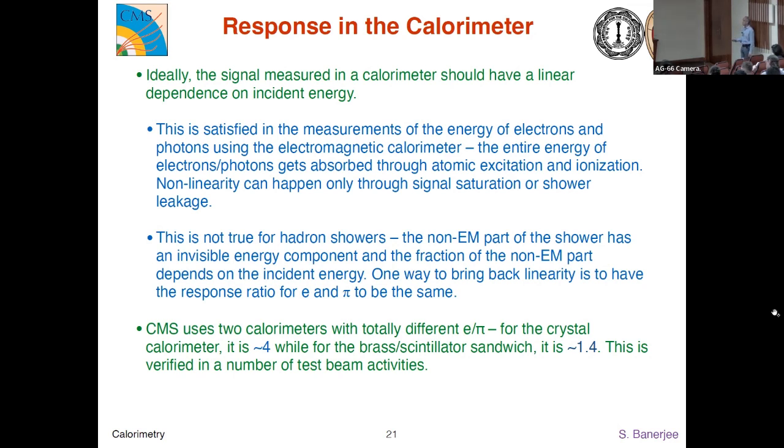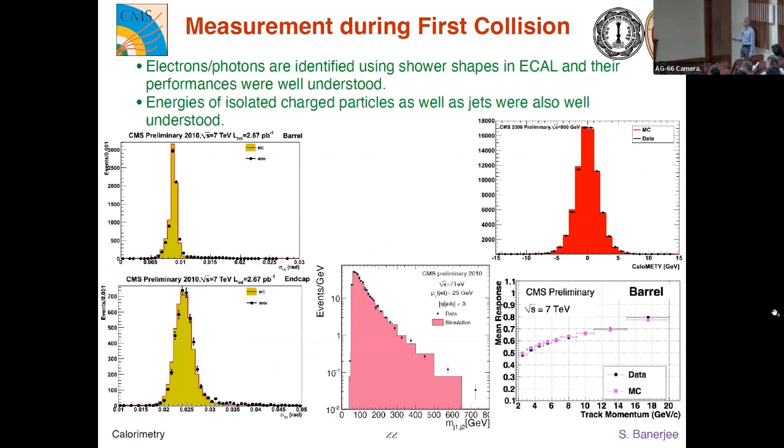CMS has two calorimeters with totally different e over pi. For the crystal calorimeter it is 4, and for the brass scintillator it is about 1.4. This is verified in a number of test beam activities, and obviously we cannot have totally linear behavior, so we have to rely on something else: some software compensation, for our particle flow method, to achieve this.